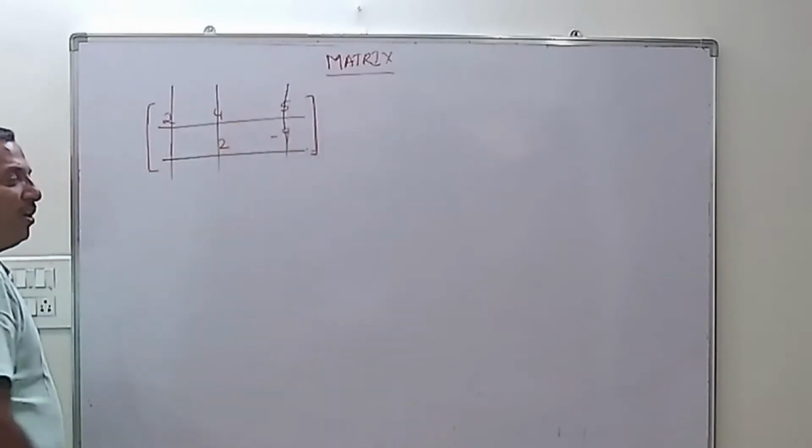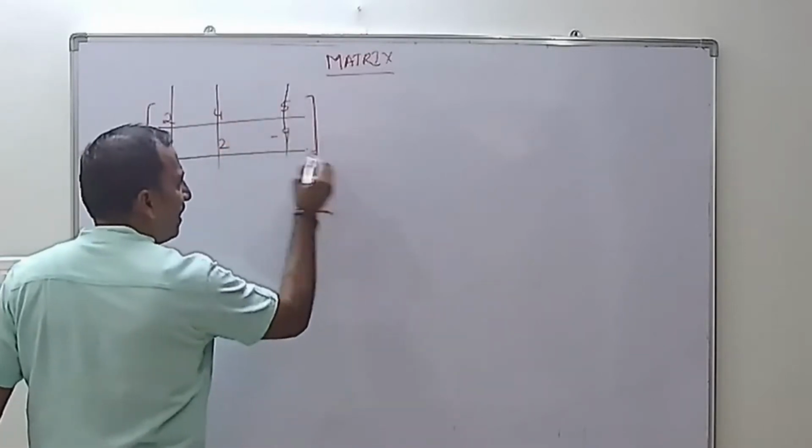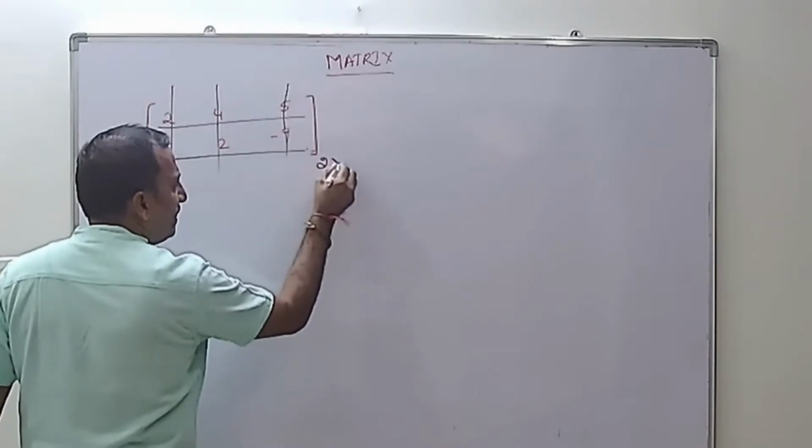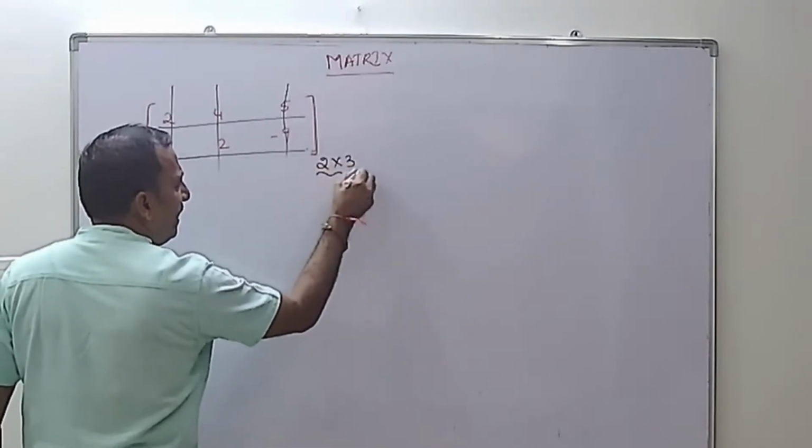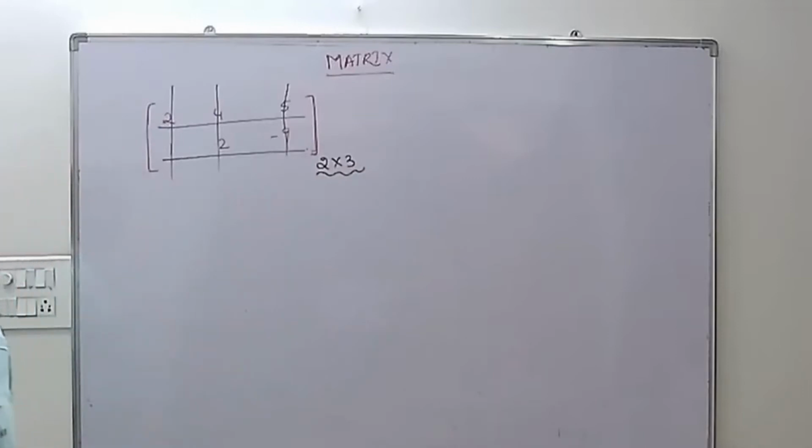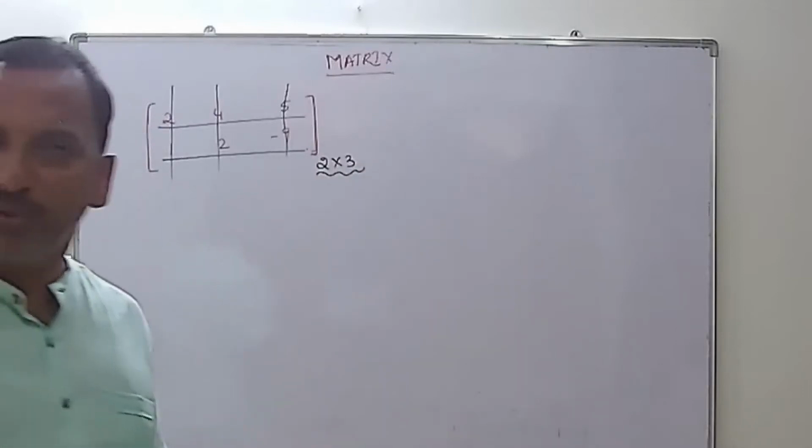Then the order of the matrix is 2/3. We read it as 2 into 3, or simply 2/3.